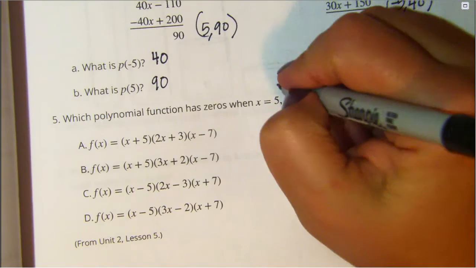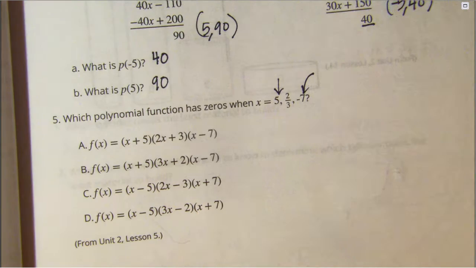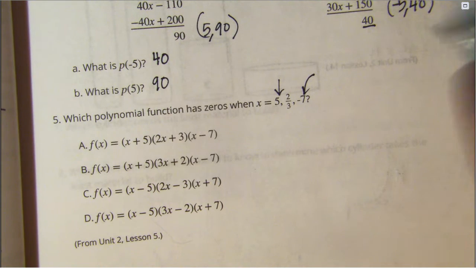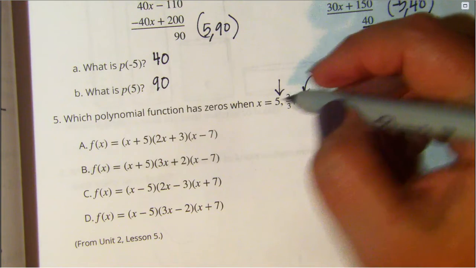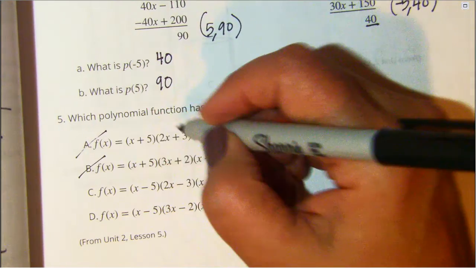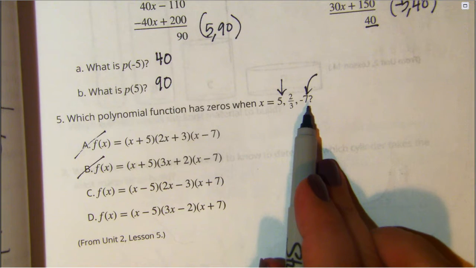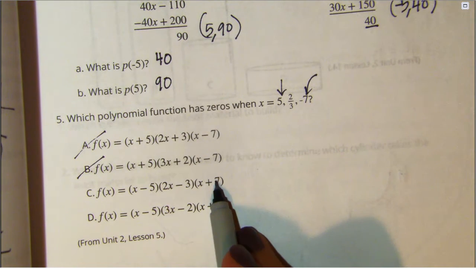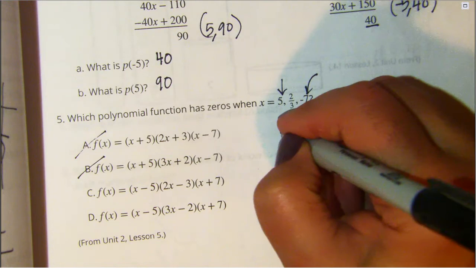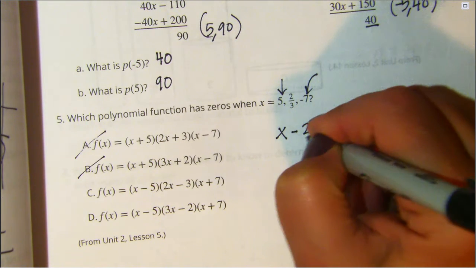All right, which polynomial function has zeros when x is 5, 2/3, and negative 7? So these two are pretty easy because it's just the opposites that would make those zeros, right? So I'm looking for a negative 5. So both of these are wrong because these both say plus 5. So that works. And then negative 7 is positive 7. Okay. How about 2/3? Now you'll notice they don't write it like this.